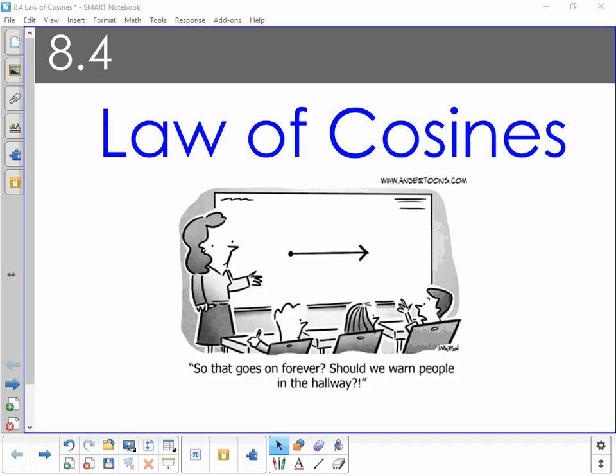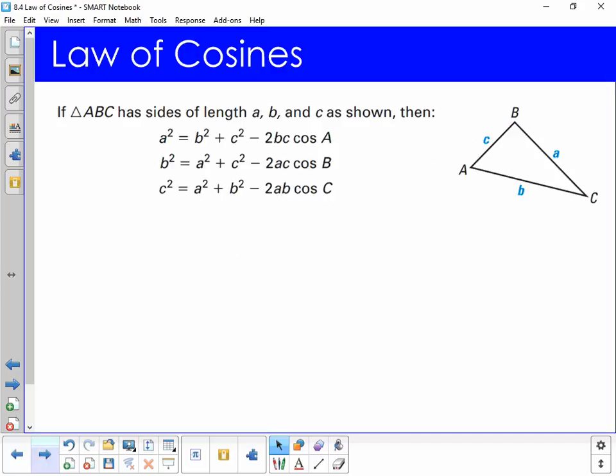Right, last time we talked about the law of sines. Today we're talking about another law, this time called the law of cosines. There is no law of tangents, just in case you're wondering. It's just the law of sines and law of cosines. So here is the law of cosines.